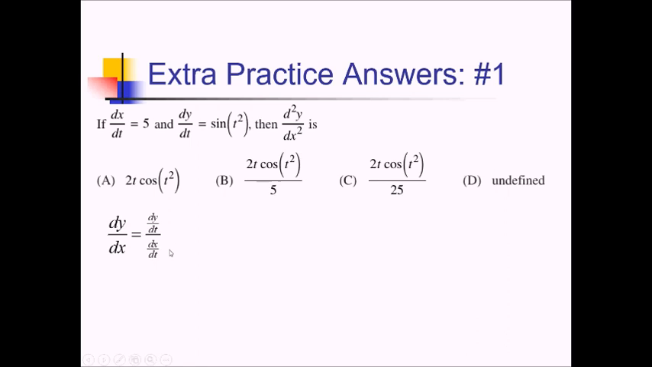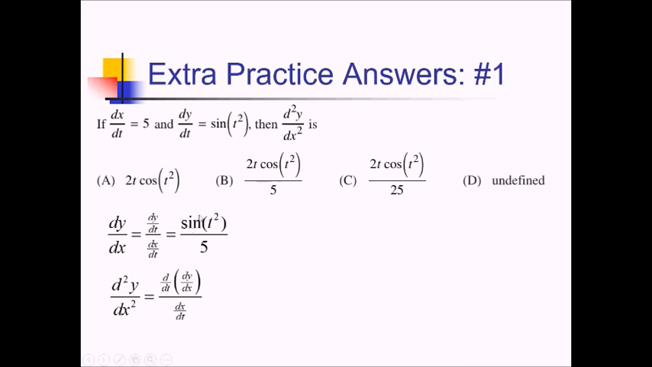Now the good news is they've already given us both of those. So this is just going to be sine of t squared over 5. So that's dy over dx. Now to get the second derivative of y with respect to x with a t variable, we're going to have to take the derivative of what we just got here with respect to t and divide that by dx over dt. So this is the setup formula-wise. We have the derivative of this thing with respect to time divided by dx over dt again.